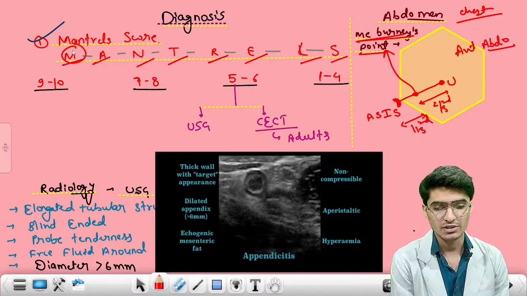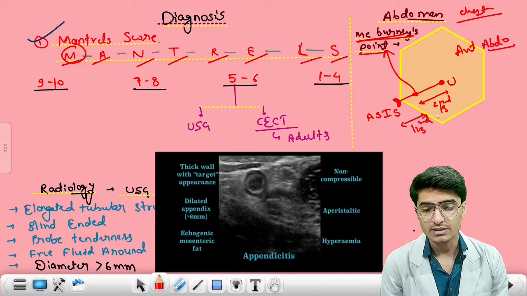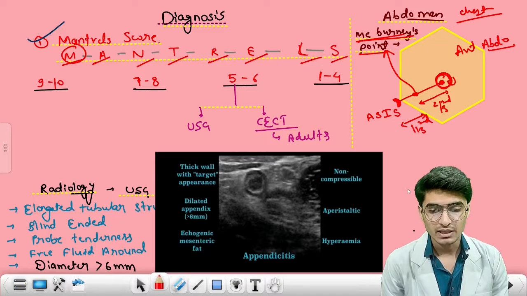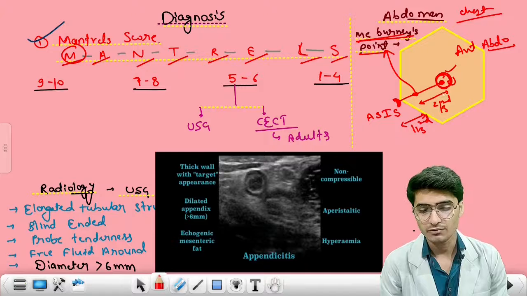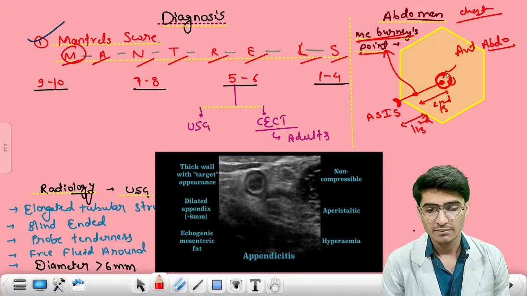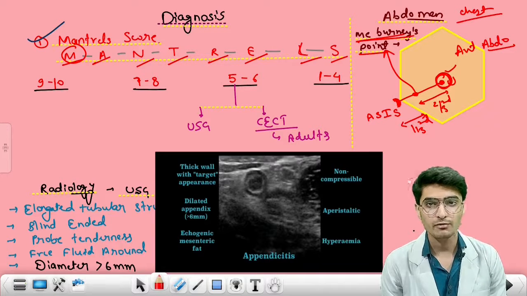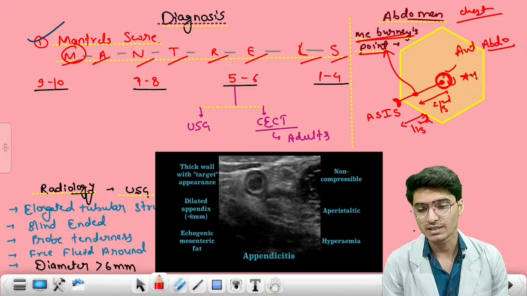So what does M stand for? M is the migratory pain. Initially, the pain occurs at the periumbilical region. This is the periumbilical region. Initially the pain occurs at this site, and subsequently the pain shifts from the periumbilical region to the right iliac fossa. Because the appendix develops from the midgut, and the dermatome for the midgut is the periumbilical region, that's why initially the pain occurs at this point.